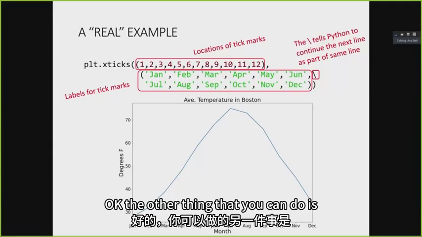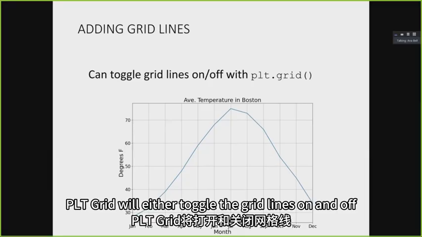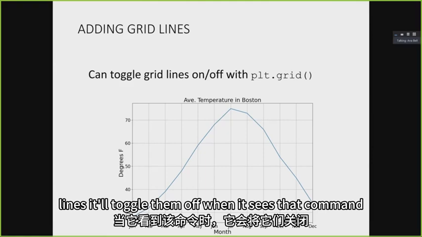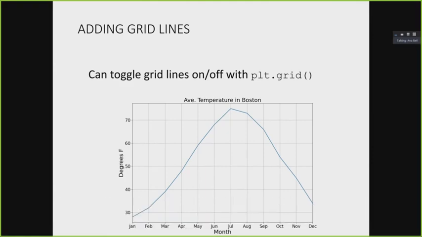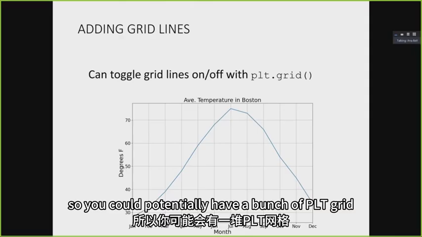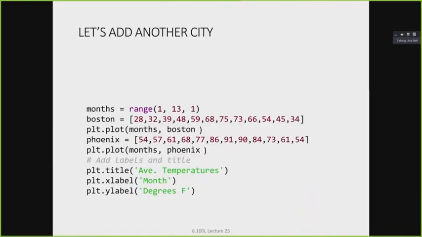The other thing that you can do is potentially add grid lines if you wanted to. So plt.grid will either toggle the grid lines on and off. So if there's already grid lines, it'll toggle them off when it sees that command. If there are no grid lines, it'll toggle them on. So you could potentially have a bunch of plt.grid commands that keep toggling things on and off, and so on.